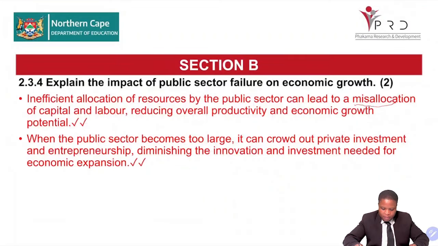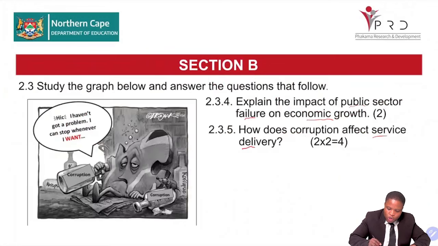Now 2.3.5, how does corruption affect service delivery? So we will be having different responses on this one. How does corruption affect the service delivery? So you look at your community. What service are we talking about here? We're talking about the services that we get from our municipality, local government, right? Water, proper roads, schools, bridges. So how does corruption affect this service delivery?